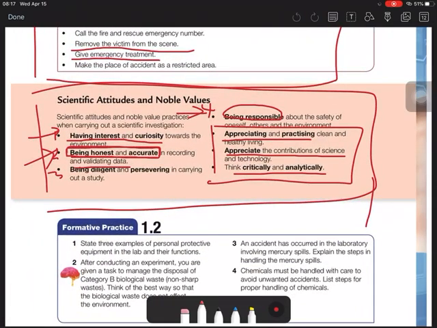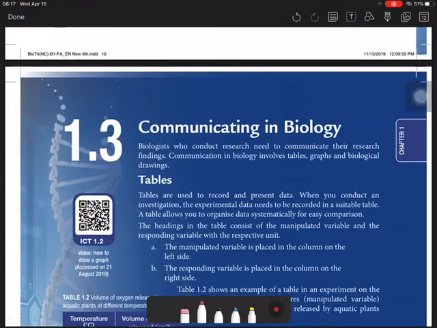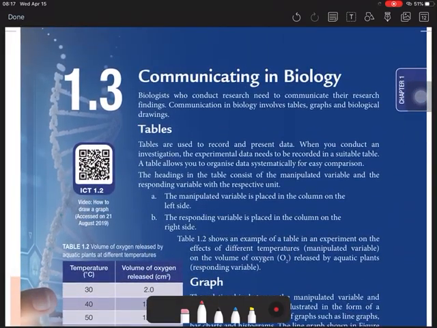Now, a good scientist does not necessarily mean that I need to be in a lab to be a good scientist. No, a good scientist is practicing good things towards science. Okay, all right. Section 1.3, I'll do it in the next video.